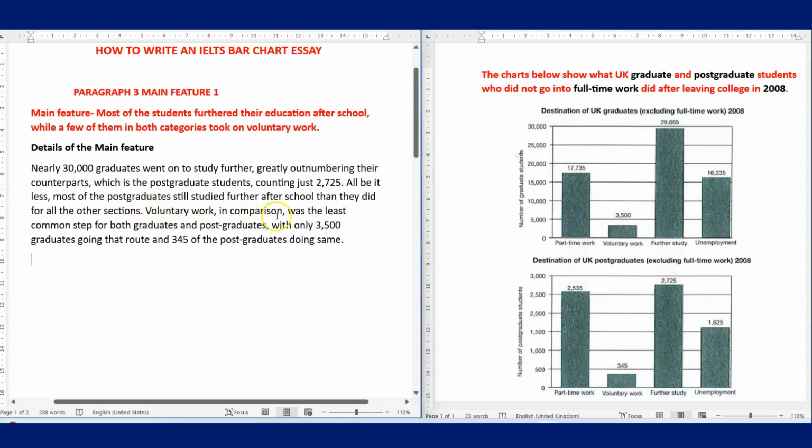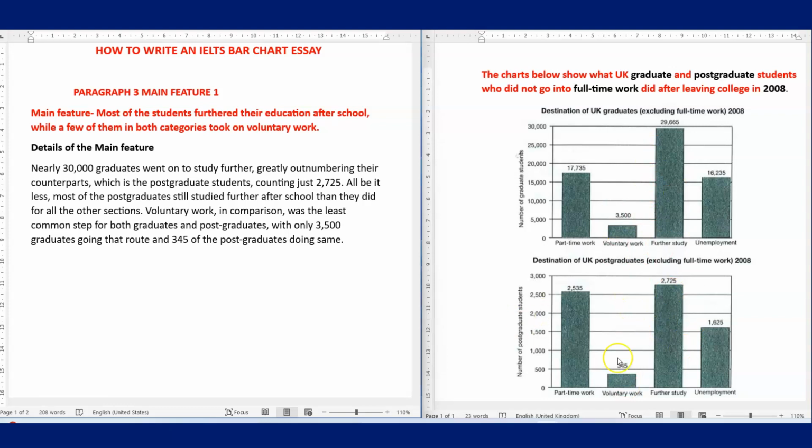Voluntary work in comparison was the least common step for both graduates and postgraduates, with only 3,500 graduates. Yeah, so voluntary, we have 3,500 graduates going that route, and 345 of the postgraduates doing the same. So you can see here, just comparing further education to that, the highest and the lowest. So we just compared both of them now.